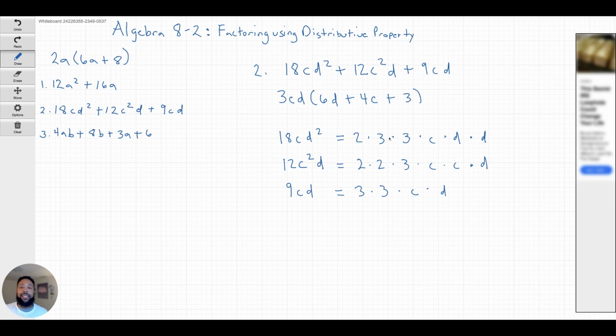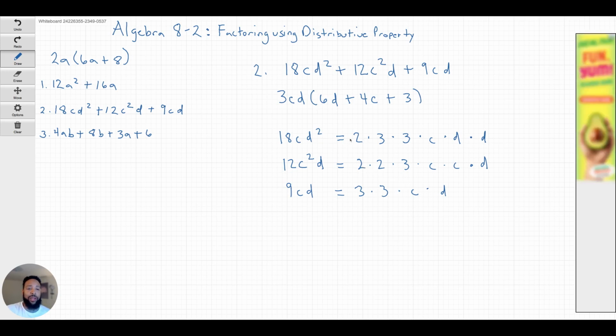So now we're going to look at these and see what they all have in common. First we can have a 2 here, there's a 2 here, but there's no 2 here, so we can't use a 2. So we have a 3 here, a 3 here, and a 3 here. So there's your 3. Can we pull out another 3? No, because this middle one doesn't have a 3, but this last one does. Okay, now let's go to c. Does everyone have a c? Yep, so we can do c.